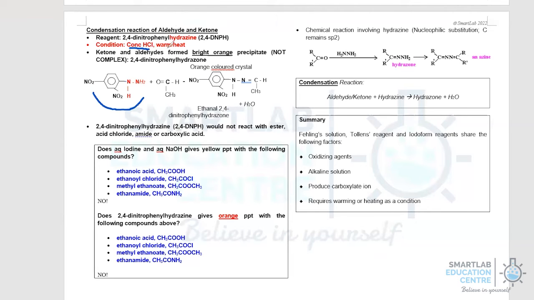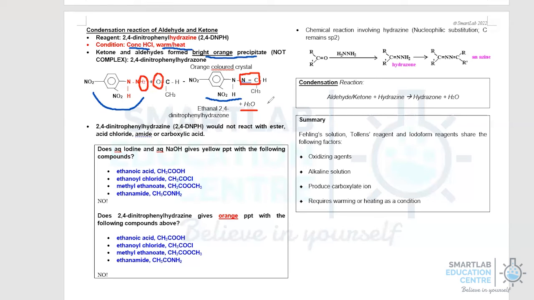The condition is to add concentrated HCl and to warm or heat, and you end up with a bright orange precipitate, provided you have a ketone or aldehyde. So this is the final compound. In the exam, you must be able to draw the final structure. Take note, this reaction is called condensation, because the two hydrogens from NH2 and the oxygen from your carbonyl group combine to form water molecules, and in the process, the nitrogen has a double bond with your C. So in summary, in the exam, you need to draw the structures.